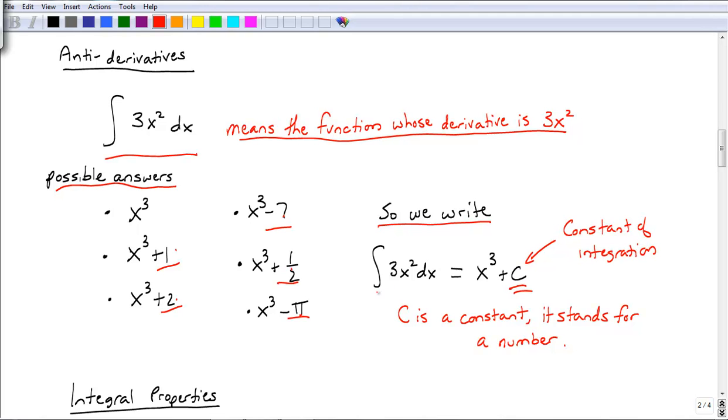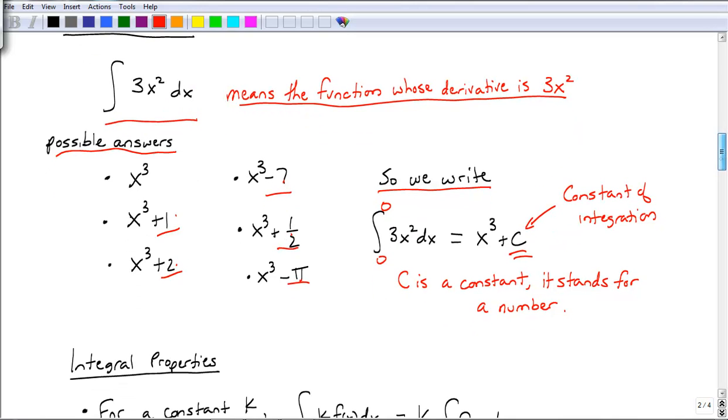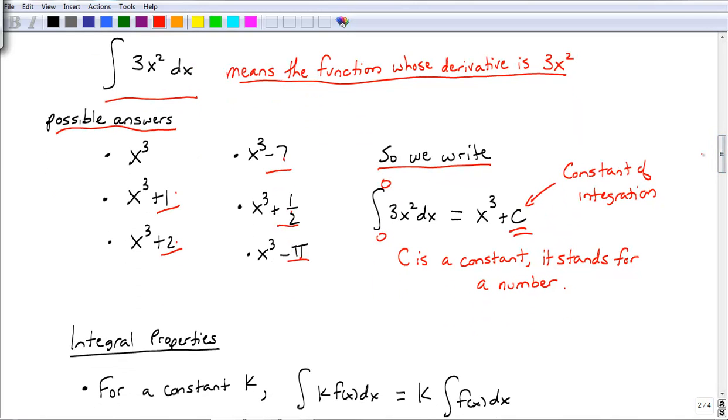And that's what happens when we don't have numbers on the integral. We don't know where to stop or start. If we know where to stop or start, this constant can be determined and we just get an answer. But in this case, we don't know where to start or to stop, so we have to include this constant of integration when we're working through it.